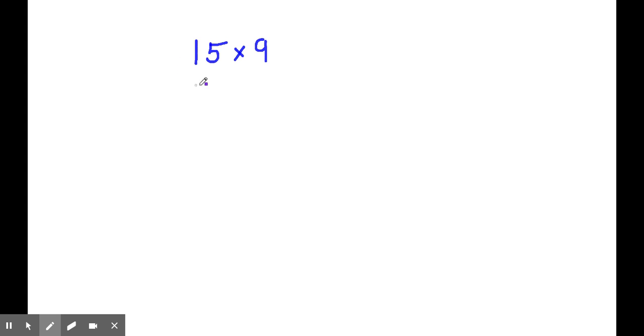So what I'm going to do is I'm going to say, well, I know my 9s, so maybe I can break 15 up into something a little bit easier. Oh, I can break 15 up into an addition problem of 10 plus 5. Okay, and so if I can take that 10 plus 5 and go ahead and multiply by 9, I distribute it out to 9 times 10.